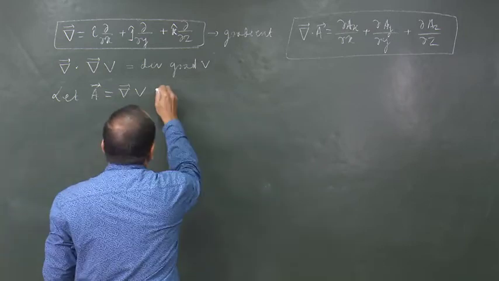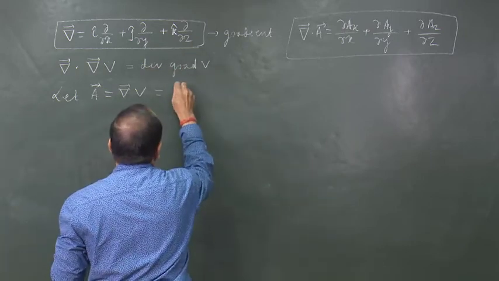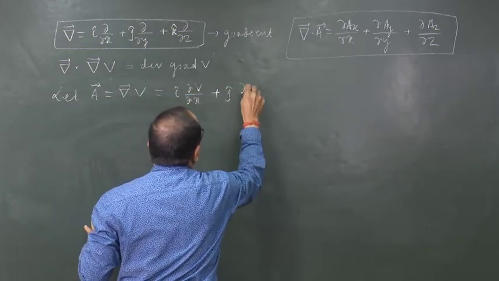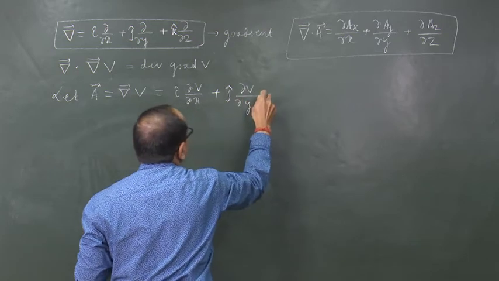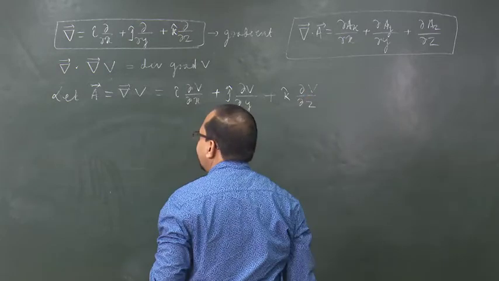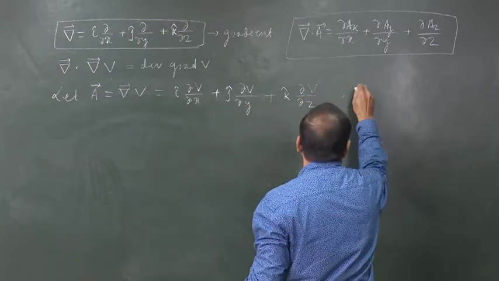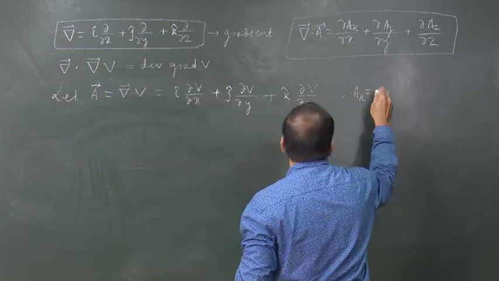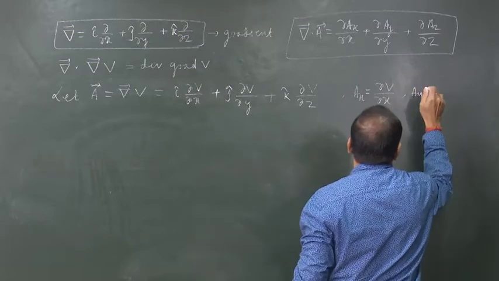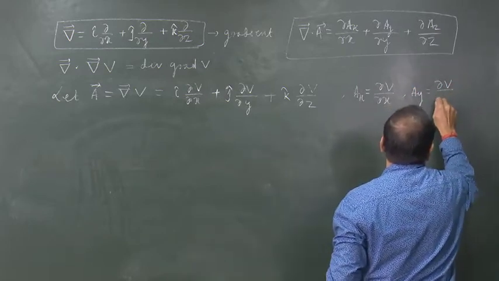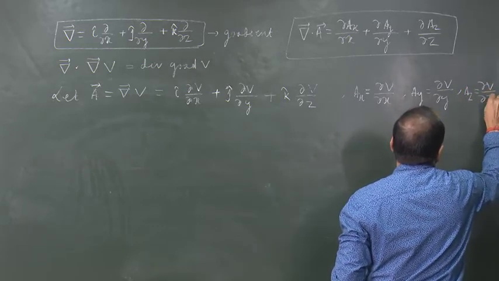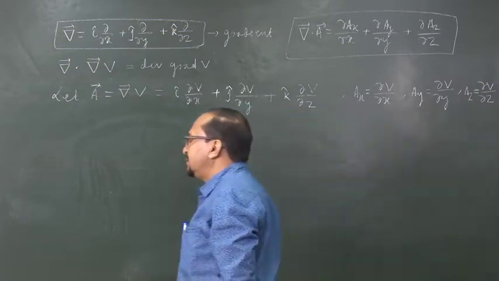Okay. Then what is this? As I have already discussed, it is i cap del V by del x plus j cap del V by del y plus k cap del V by del z. So, this vector has now 3 components: x component A x is del V by del x, y component A y is equal to del V by del y, and z component A z is equal to del V by del z. Now, what is divergence of A?